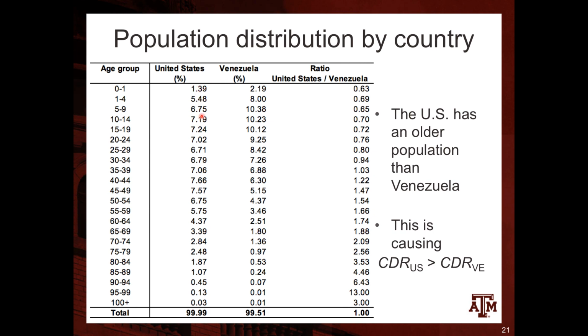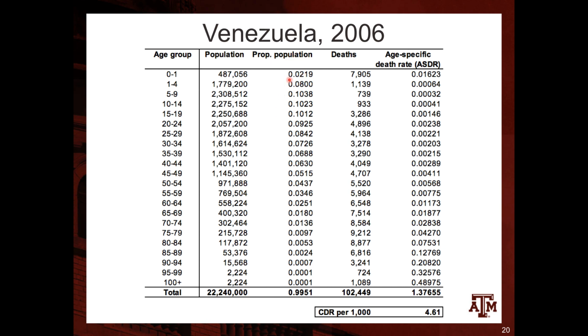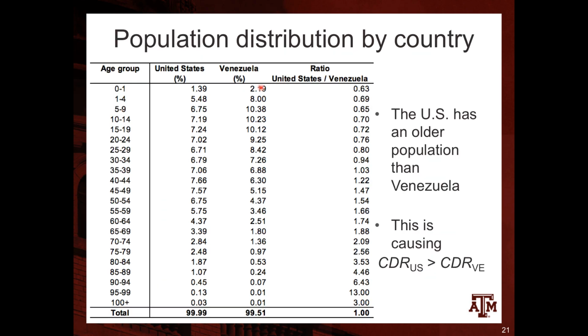And just to show you this, in this table, this is pretty much the information of the percentage distribution of people in the US in each one of the age groups, and this one is from Venezuela. If you just go back to the previous slide here, remember the proportion of the population, 0.0219, if we multiply this by 100, we have the percentage distribution. And we do the same thing for the US. And what you see is that these percentages here for Venezuela are higher for younger groups when compared to the US, and they are lower for older groups when compared to the US.